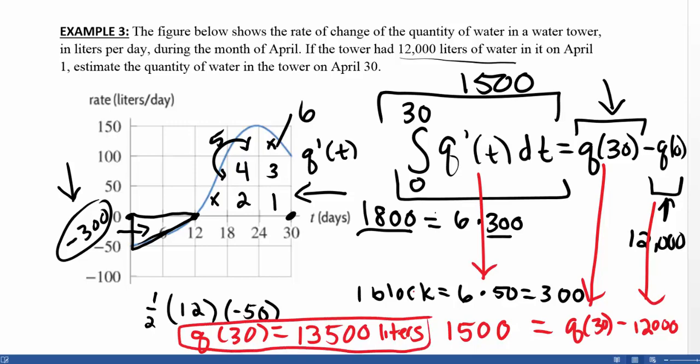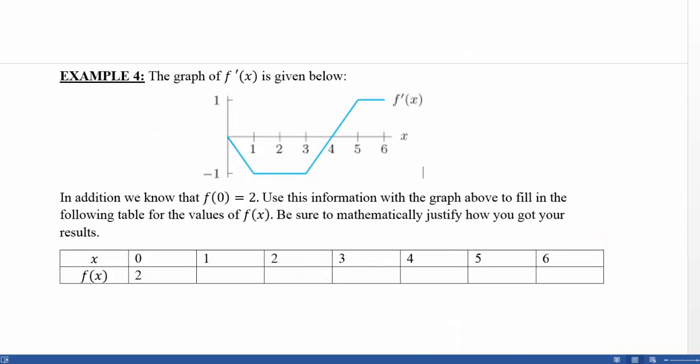So again, my graph allowed me to find the area under the curve, the definite integral. And then it was my initial information that allowed me to solve for an exact point. Because I knew how much I started with, I was able to talk about the actual value or the quantity of liters at another given time using the combination of the initial amount and the total change. So let's see how we can put this into practice so that we can actually get lots of values of the original function. Example 4.